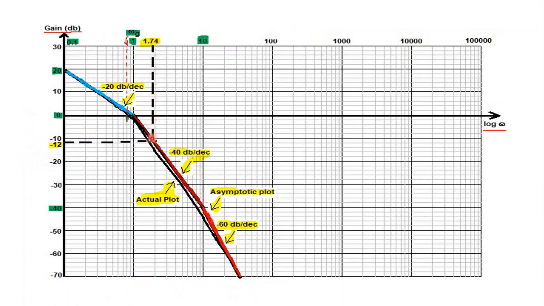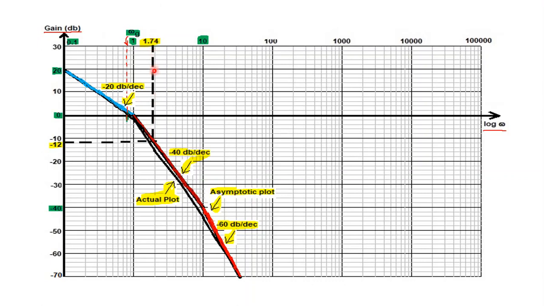At 1.74, you calculate what the gain is. So this gain is minus 12. So at 1.74, we have got minus 12 from the actual plot. This is the actual plot. So somewhere around minus 12. We got 0 only at the old gain crossover frequency because K was 1. Now we have to calculate what K is corresponding to this gain crossover frequency.